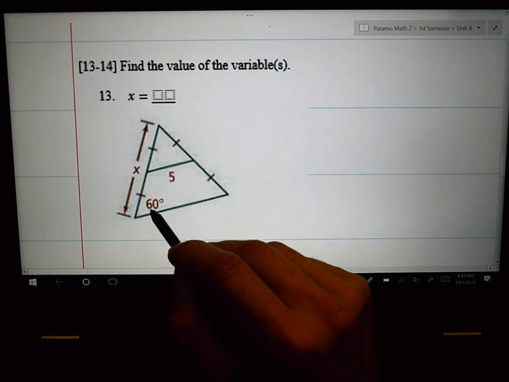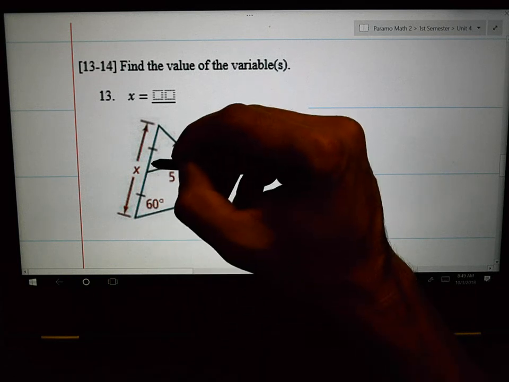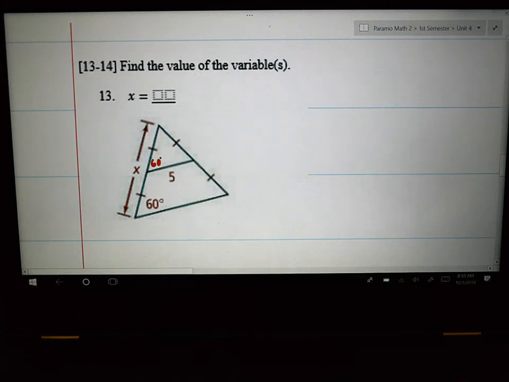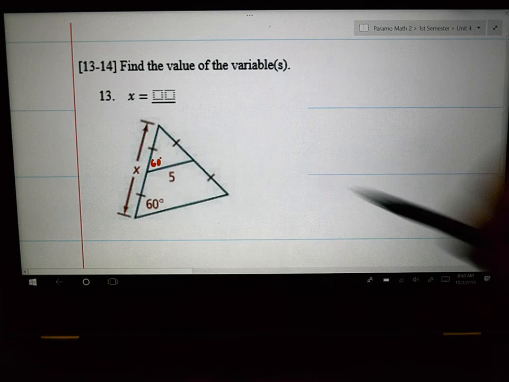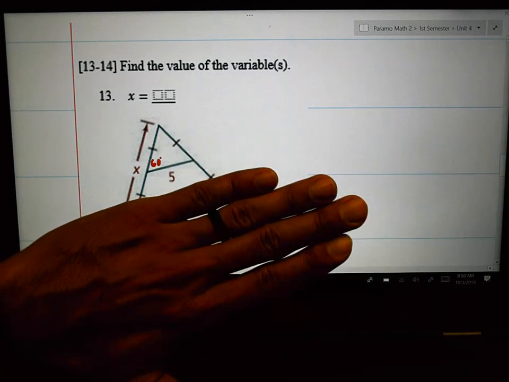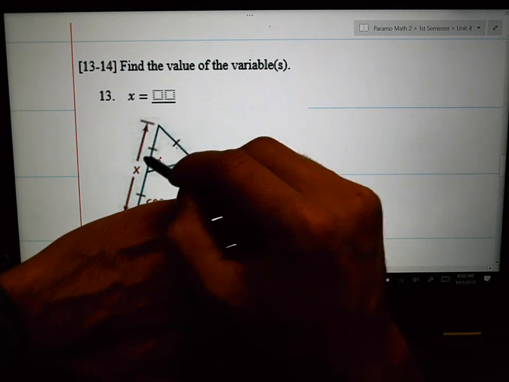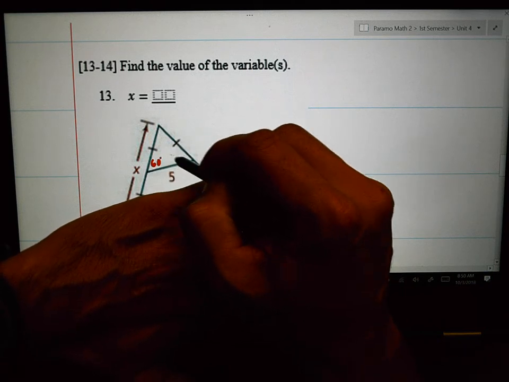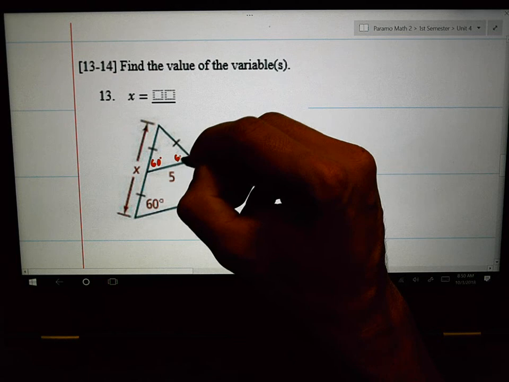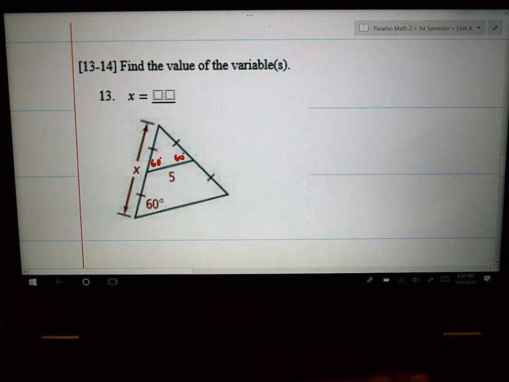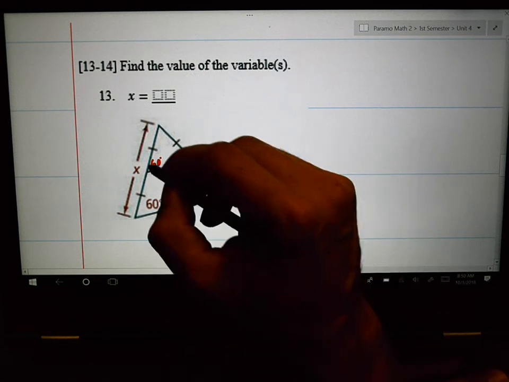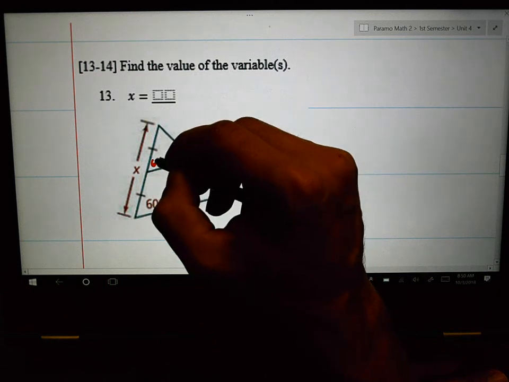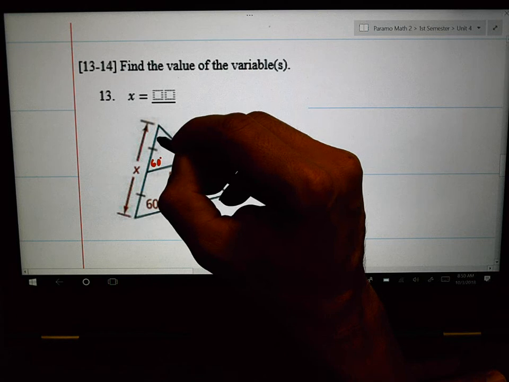If this is 60 degrees here, then this angle here has to be 60 degrees. Now, do you remember learning about isosceles triangles? When two sides are the same, the two angles across from them are also the same. If that's 60, then this over here needs to be 60 as well. Well, what does that mean? That means that if this is 60 and this is 60, guess what the top has to be when they all add up to 180? That's 120. What does that have to be as well?